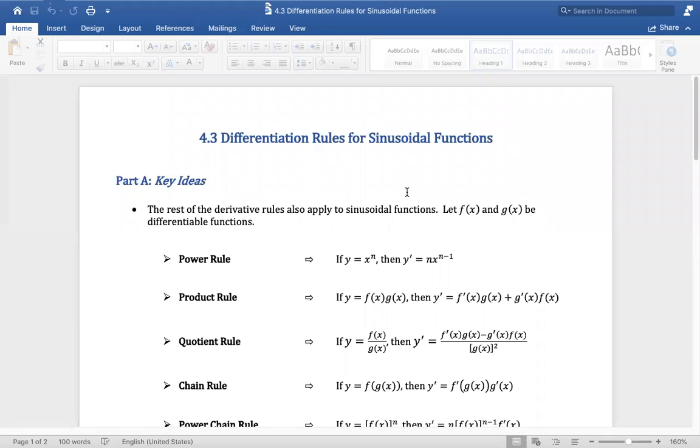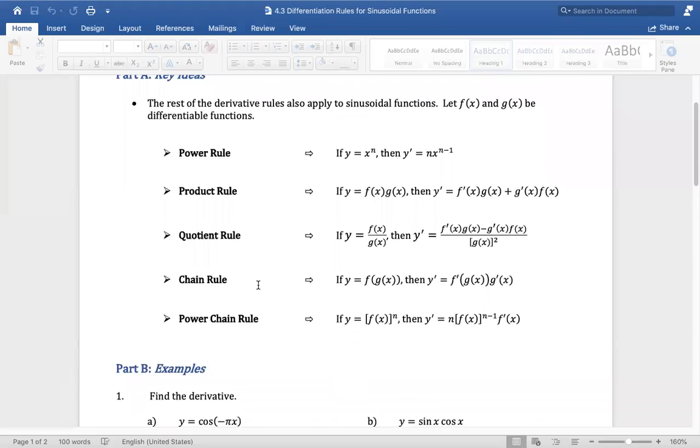For section 4.3, if you remember last lesson, we were saying we're going to go over all the rest of the derivative rules for sinusoidal functions. So we're going to go back and look at the rules from chapter 2 and then apply those to sinusoidal functions like in the examples below. So some key ideas to start.